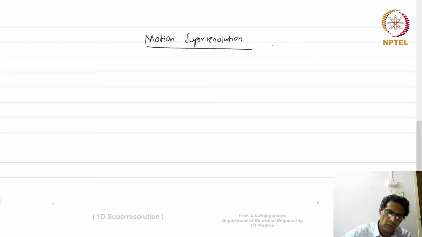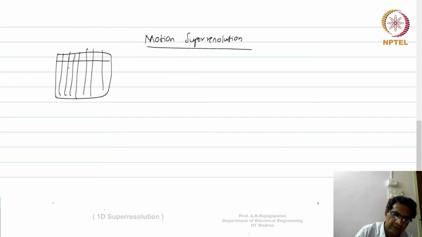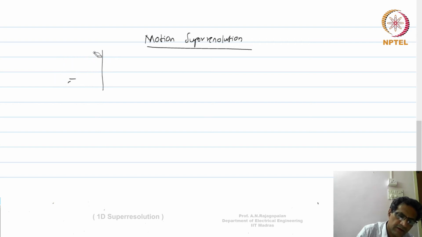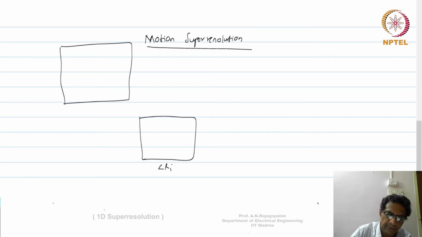So motion super resolution. What is the idea behind it? Let me first draw the HR image. Let us say that I have a high resolution image, and corresponding to that, I have one low resolution picture. This is LR1. This is my original high resolution image; this is what I would have liked to see. I don't see this. I see this.